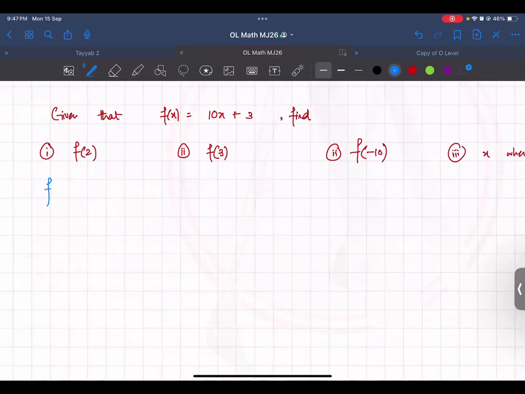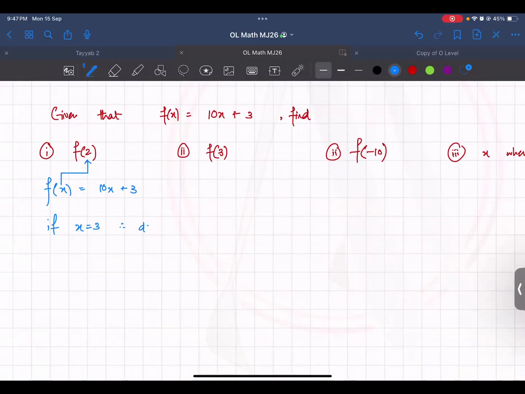f(2) means the function is right now f(x) equals 10x plus 3. So you can see that they have just replaced the value of x with 2. They have given you the value of the domain. I told you, x is the domain. So if they're telling you to use the x value as 3, which means the domain is 3, the input is 3. So how would you write? f(3), and then wherever you see an x, you would replace it by 3. So 10 times 3 plus 3. This would become 30, and then 3.